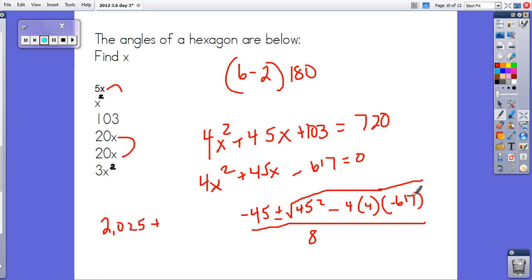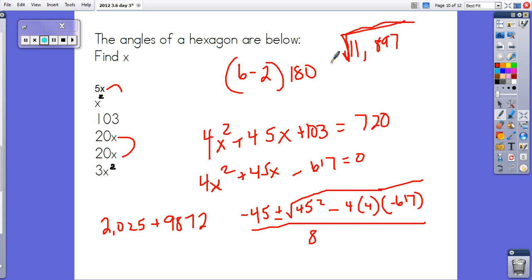But then when I multiply negative 16 times 617, you end up getting 9,872. So when I add that to 2,025, you get 11,897, which is not evenly square rooted. Can't take the square root of it. 11,897. Just going to double check. Nope, it does not go in evenly.